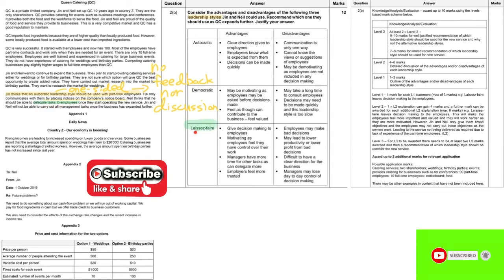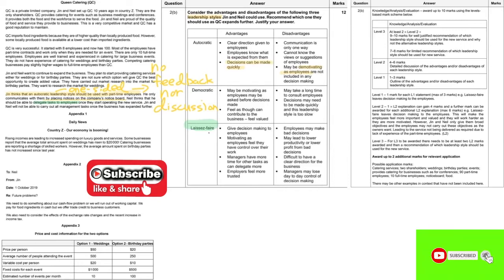Now we have to discuss the advantages and the disadvantages. There are three leadership styles that you may discuss: autocratic, democratic, and laissez-faire. You may put down the advantages and disadvantages of them. I would like to go through some of them with you. For example, for the autocratic one, you just put it on the notice board. Then it would be a very quick decision made without discussions. But the disadvantage, of course, is that it may be demotivating to the employees.